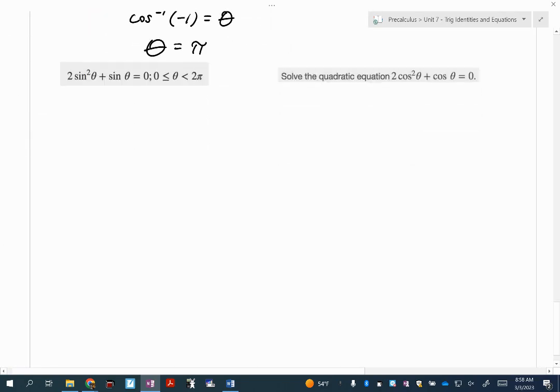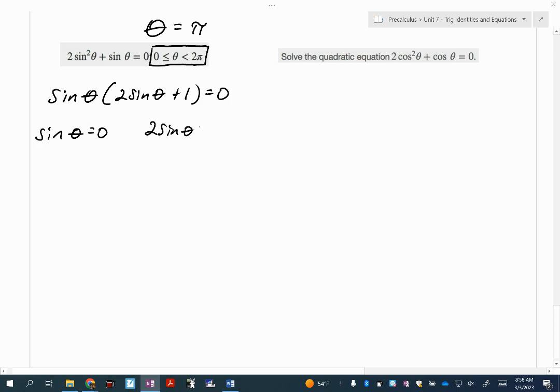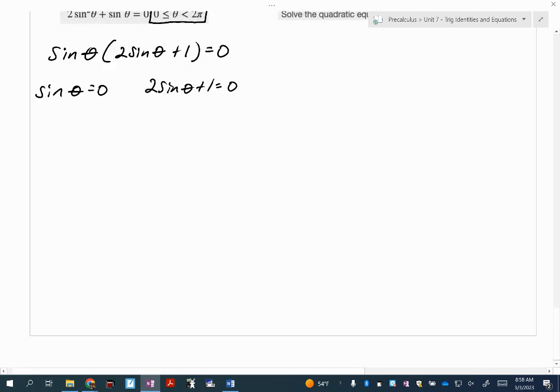Okay, let's do these last two. We're looking for values of theta between 0 and 2 pi. I don't have a third term, I don't have a constant, so I'm not going to do my 2 parentheses like that. What I'm going to do instead is just factor out a sine of theta. When I do that, I get sine of theta times 2 sine of theta plus 1 equals 0. So I actually have to set up 2 equations equal to 0.